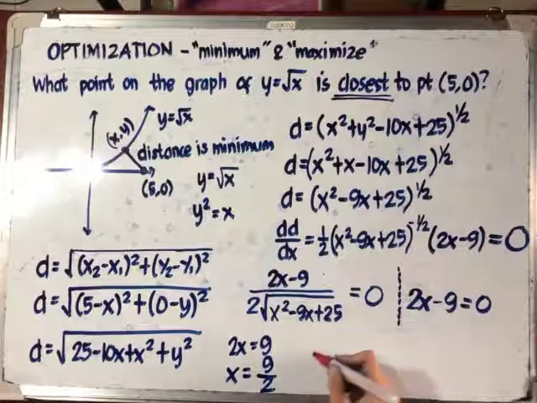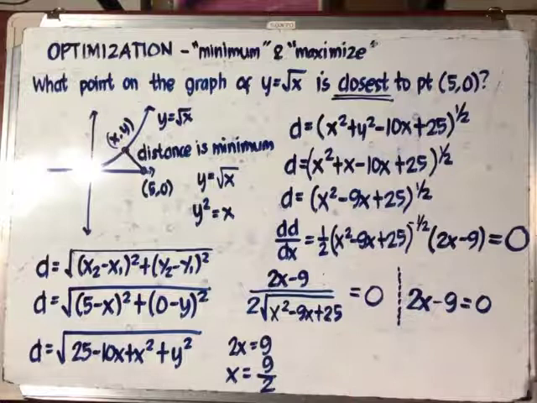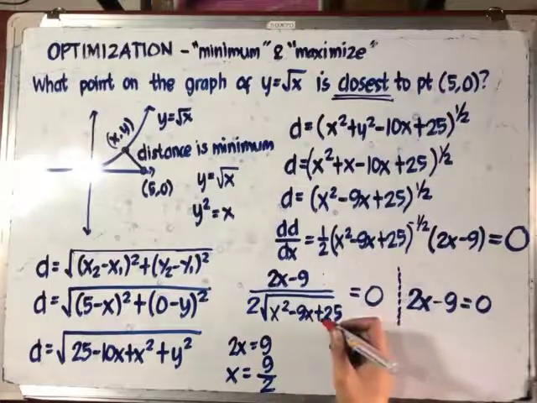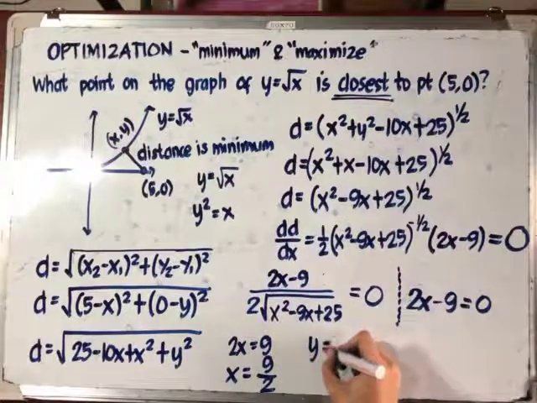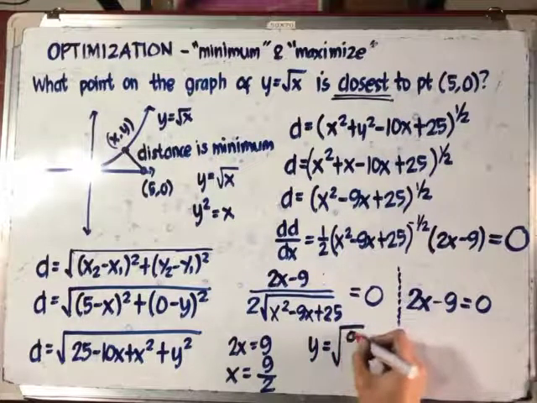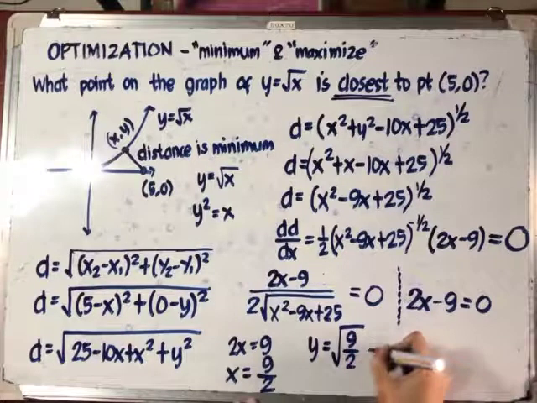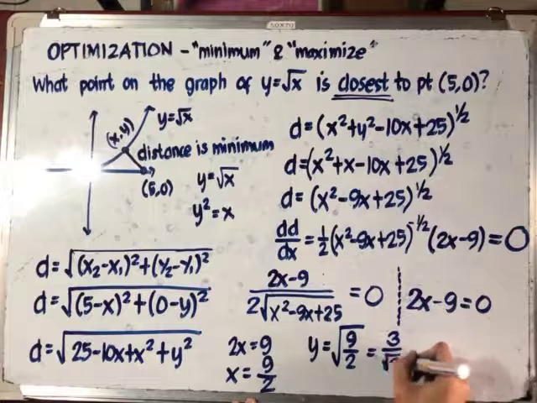X would be 9 over 2, 9.5. Okay. Now, we can compute y because we are asked to find the point, and that should be an xy coordinate. So, y natin, going back to this one, y is equal to the square root of x. That's the square root of 9 over 2. Square root of 9 is 3. We have over 2 sa baba.